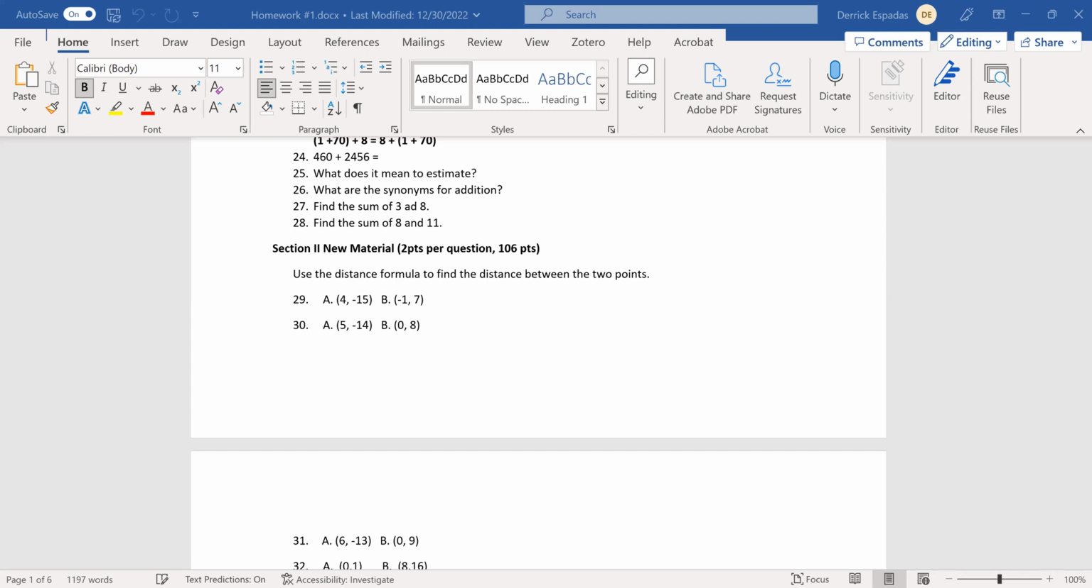So x2 minus x1 is going to be 0 minus 5, and 0 minus 5 is going to equal negative 5. Y2, which is 6, minus negative 14. A negative and a negative make positive, so that's going to be positive 14. Let's go back and put in that plus sign. All right. So 6 plus 14 is going to equal 20. So we got some different numbers here.